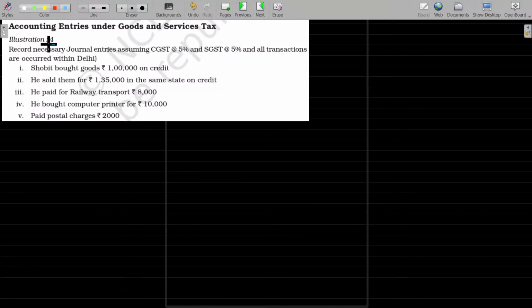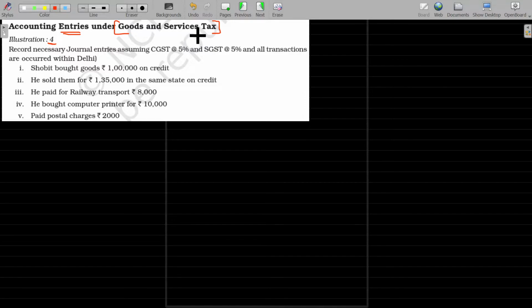Illustration number 4, where we need to pass the accounting entries subject to applicability of goods and services tax.